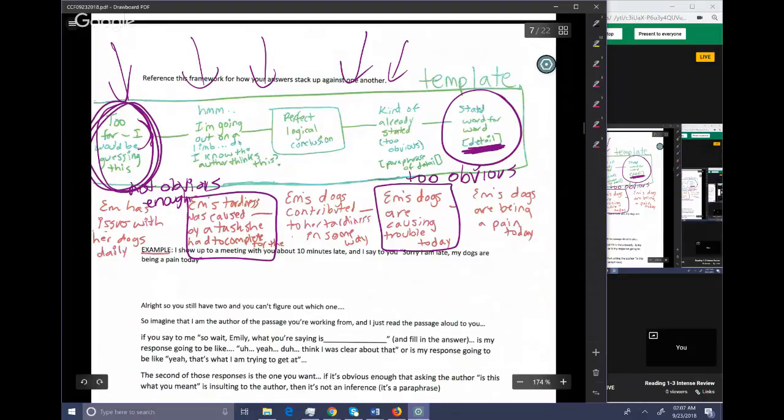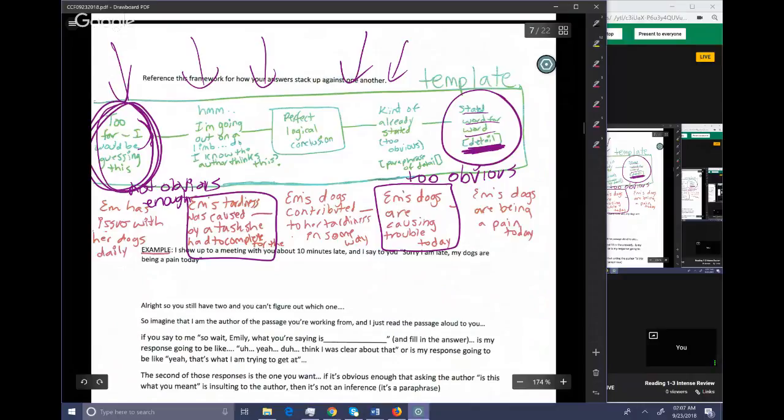So over here on the end of stated, instead of word for word, right in between the perfect answer and the totally word for word answer is like they kind of already stated it. Or another way of thinking of that is it's too obvious. It's paraphrased in a way that you're not really inferring. You're not working very hard on figuring out what the author was trying to say.